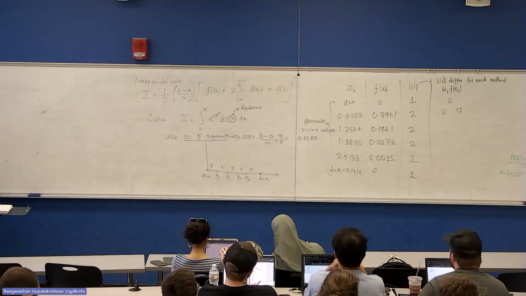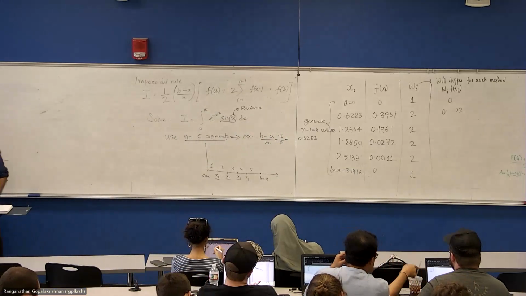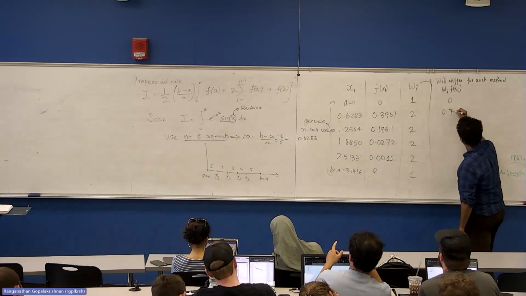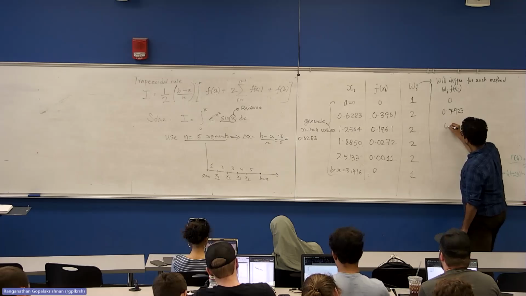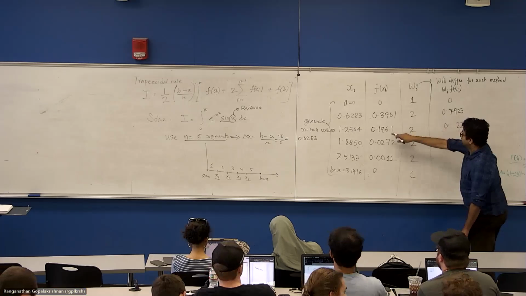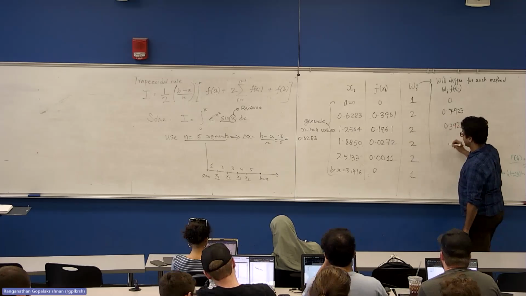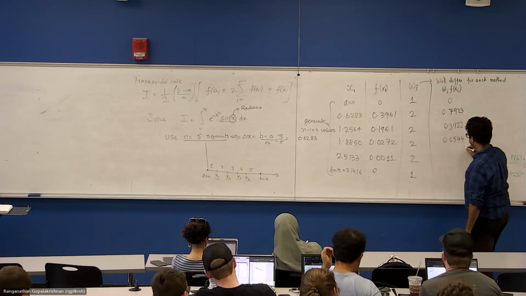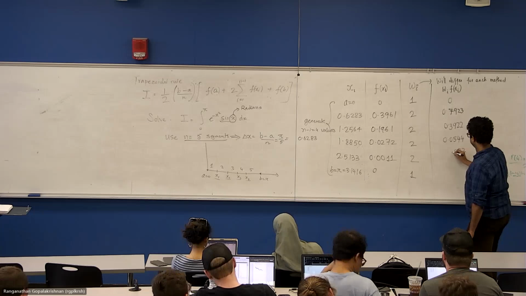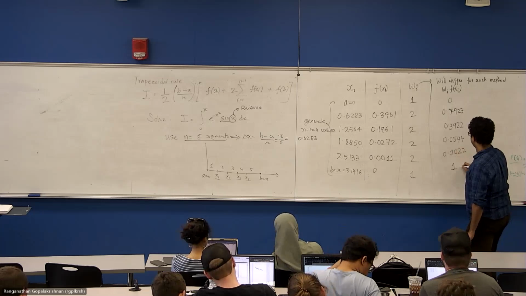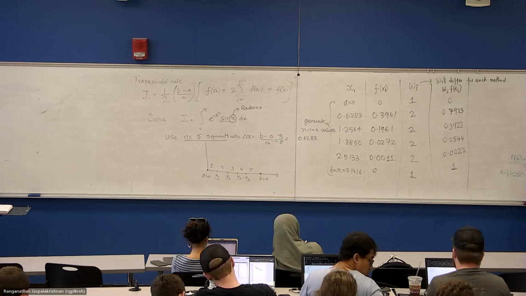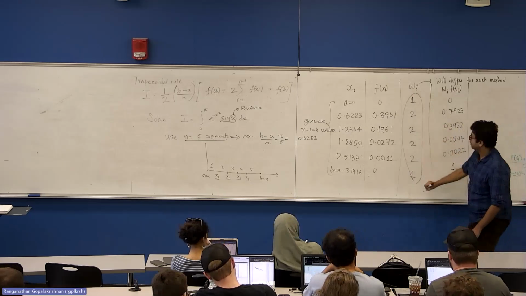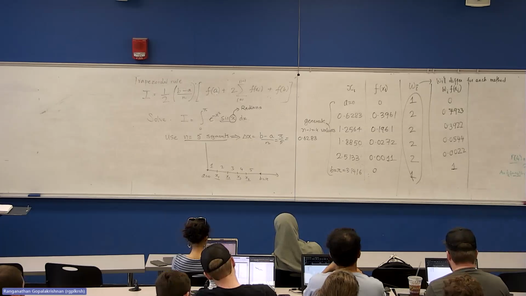Seven nine two three. 0.7923. So this structure won't change. The only thing that will change when we do the next method are these weighting factors.